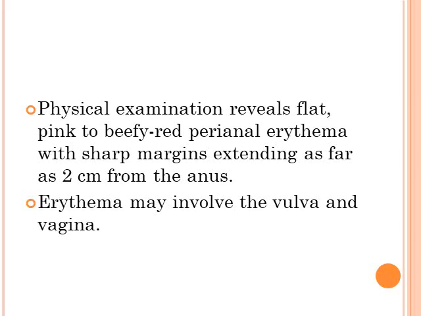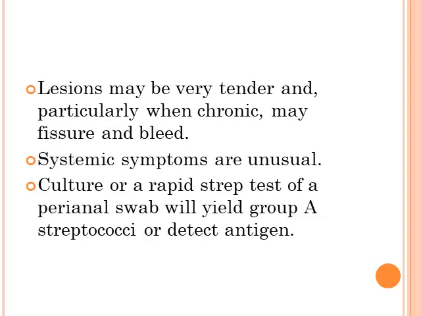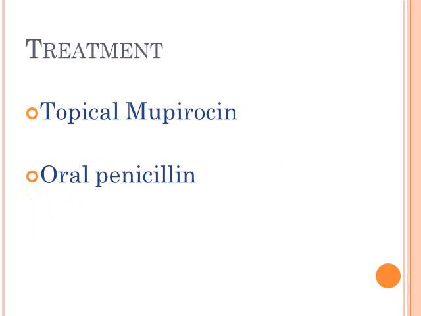The erythema sometimes may involve the vulva and vagina also in female children. Lesions may be very tender, and particularly when chronic, may fissure and bleed. Systemic symptoms are unusual. Culture or a rapid streptococcal test of a perianal swab will yield group A streptococcal antigen. The treatment is topical mupirocin and oral amoxicillin.